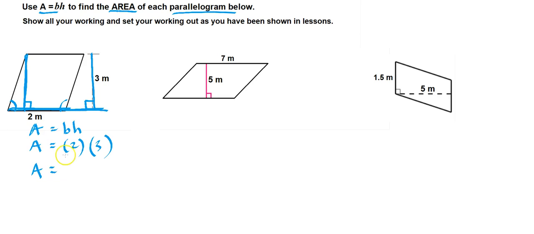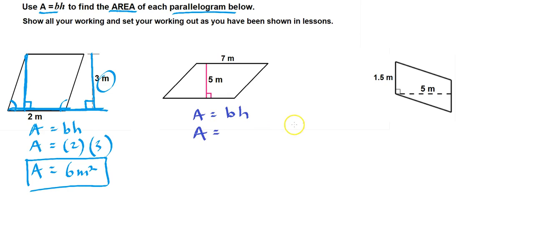So area equals 2 times 3, which is 6. Unit of measurements is meters. We're talking area, therefore it's squared. 6 meters squared. For this one over here, we have area equals base times height. It's a little more straightforward for this one to spot the base and the height.